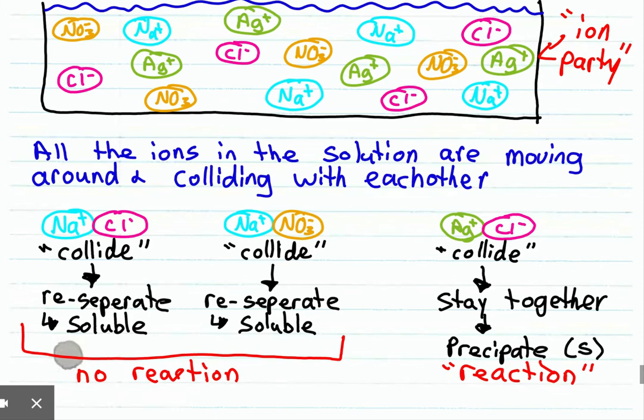Now, then the sodium moves on and it happens to collide with a nitrate. So the sodium and the nitrate collide in this ion party. They bump into each other. They kind of say, hey, how's it going?